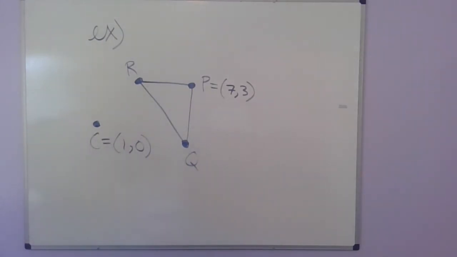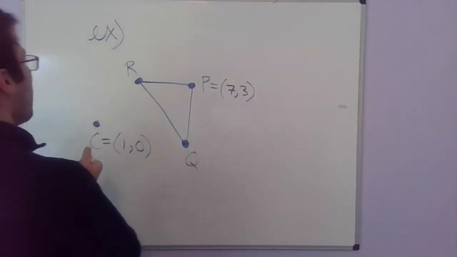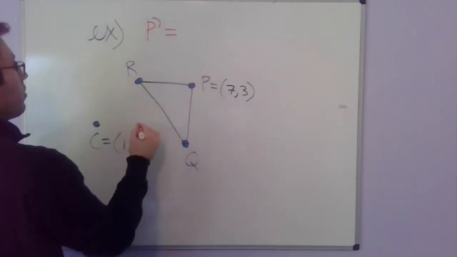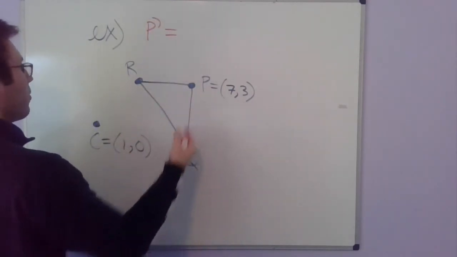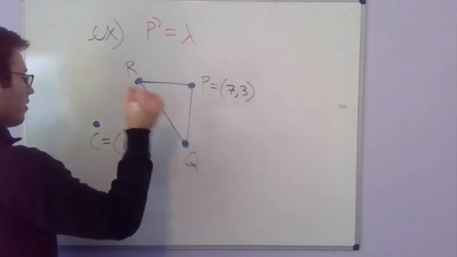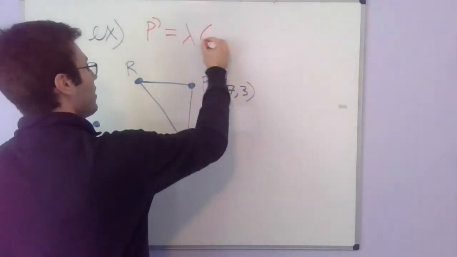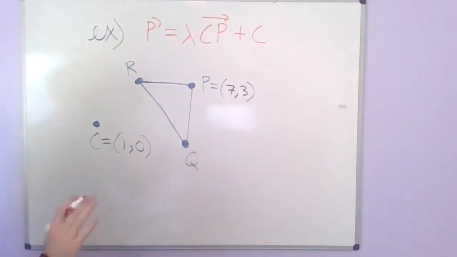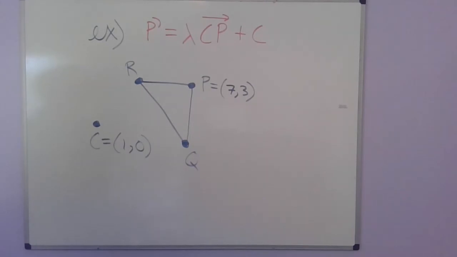All right, so I'll explain what this all means. Again, this is the center of dilation. And we're recalling the equation, in case you forgot it: P prime is equal to lambda times CP, plus C. All right, so we're putting everything together here.